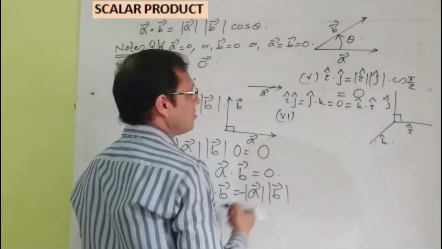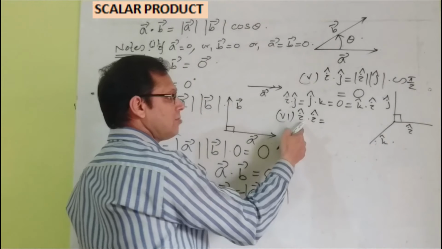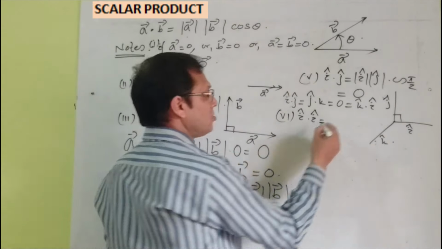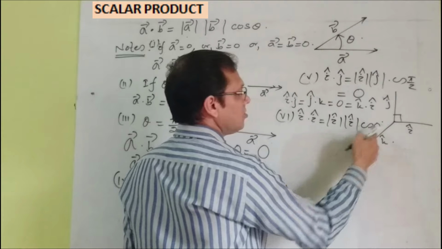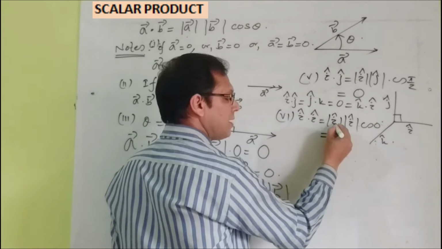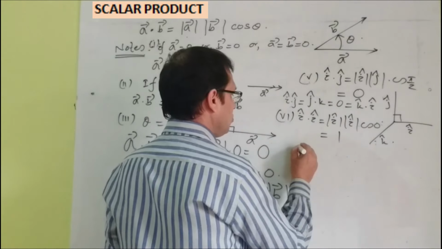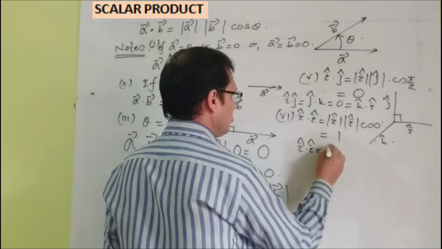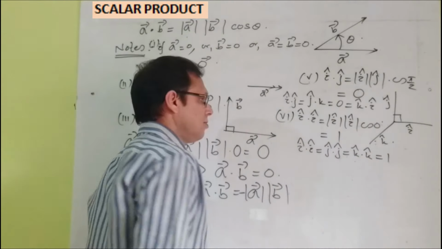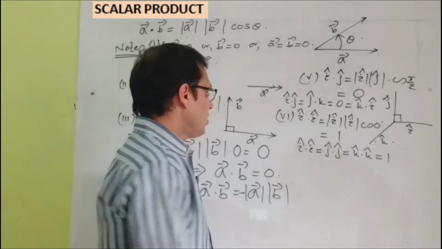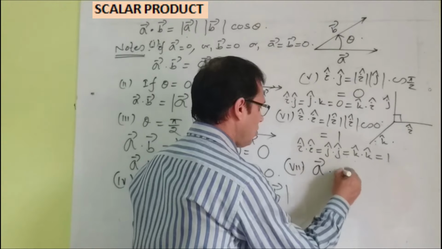Now I'll take the sixth note, that is i dot i. What do you mean by this? The angle between i and i is 0 degrees. So the i vector magnitude into cos 0 degrees. Cos 0 is equal to how much? 1. So the i vector magnitude is 1. So this is nothing but 1. So we can write i dot i is equal to j dot j is equal to k dot k is equal to 1.